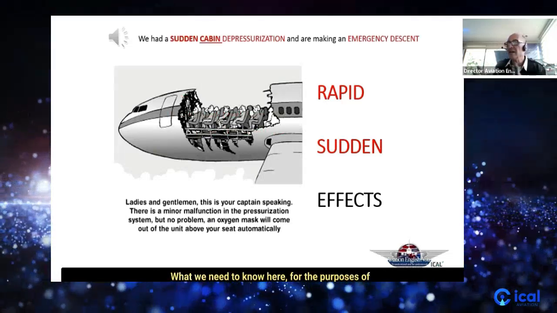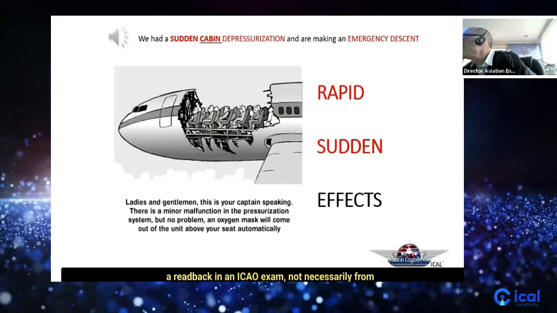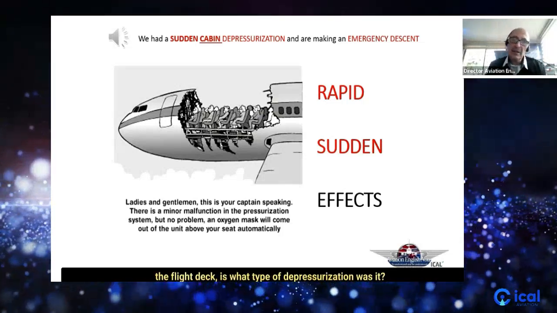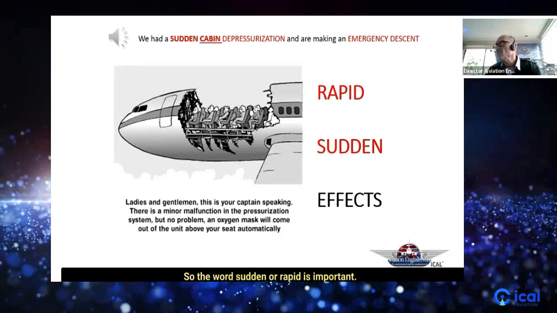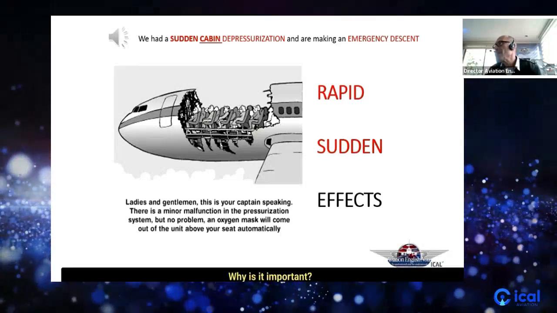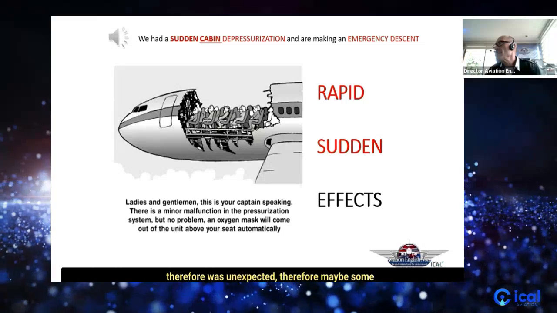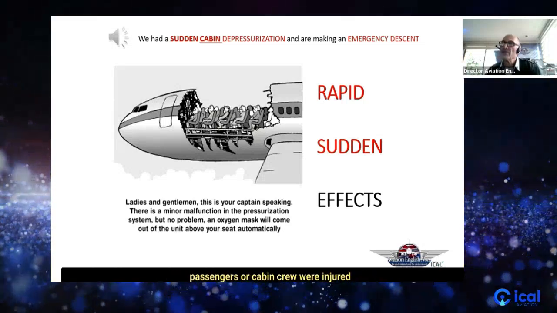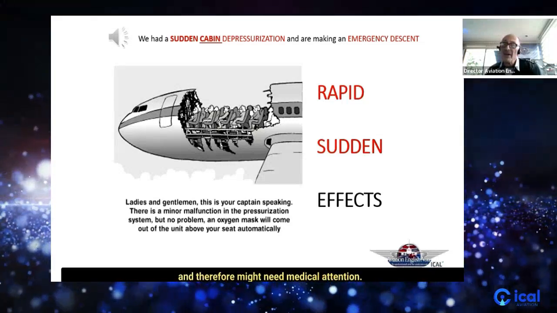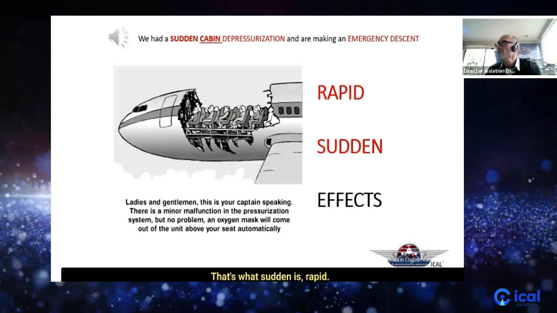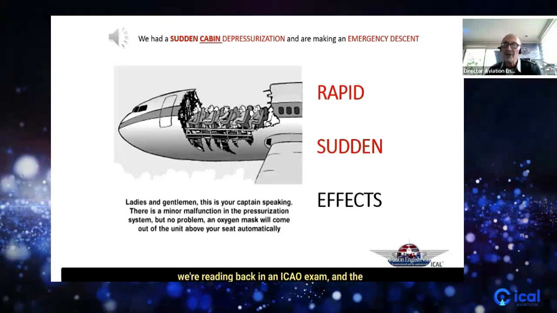What we need to note here, for the purposes of a readback in an ICAO exam, not necessarily from the flight deck, is what type of depressurization was it? So the word sudden or rapid is important. Why is it important? Because it tells it happened quickly, therefore was unexpected, therefore maybe some passengers or cabin crew were injured, and therefore might need medical attention. That's what sudden is, rapid. So that word's very important for us when we're reading back in an ICAO exam.